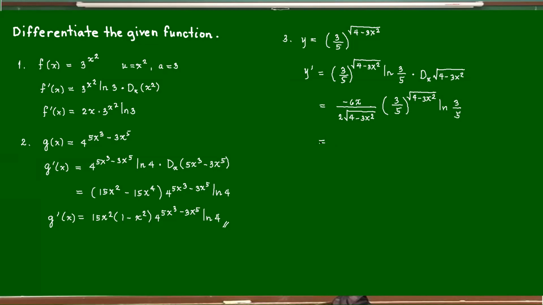Can we still simplify this, guys? Yes, no? So this one is negative 3. Okay? So negative 3 multiplied by x over the square root of 4 minus 3x squared, and then times 3 over 5 raised to square root of 4 minus 3x squared. Then everything is multiplied by ln of 3 over 5. Okay? So this is the derivative of y. Any question with that, guys?